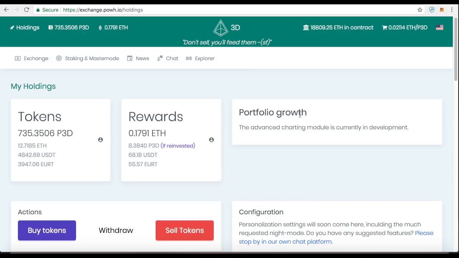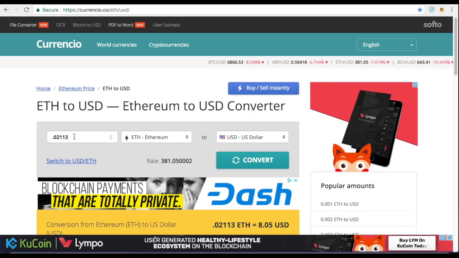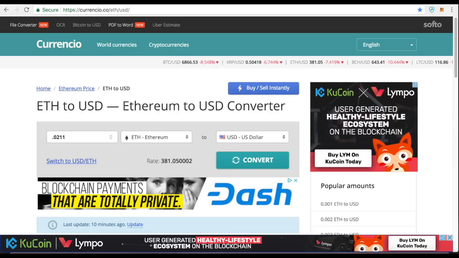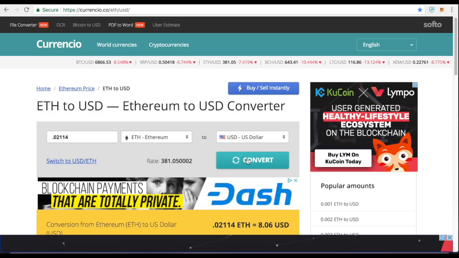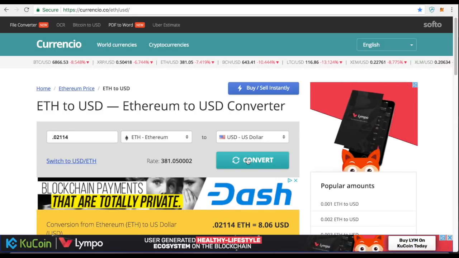Okay, and as you can see, if you've watched my video, I joined Proof of Weak Hands when it was below $5. I think it was $4.50. Okay, and right now it's 0.02114. So let's go ahead and check that real quick. 0.02114 gives us $8.06.